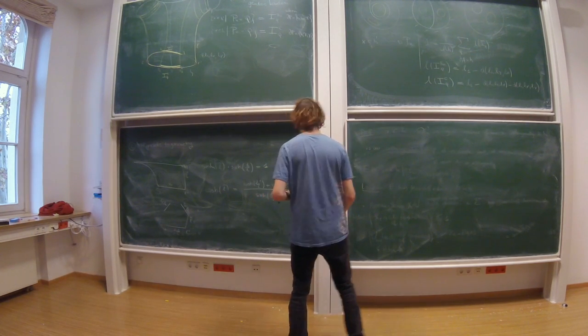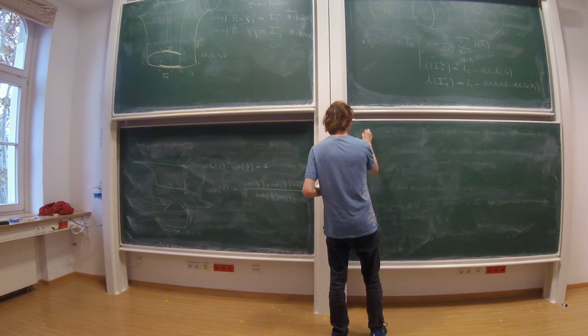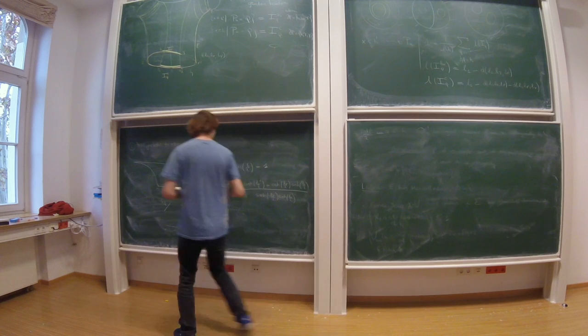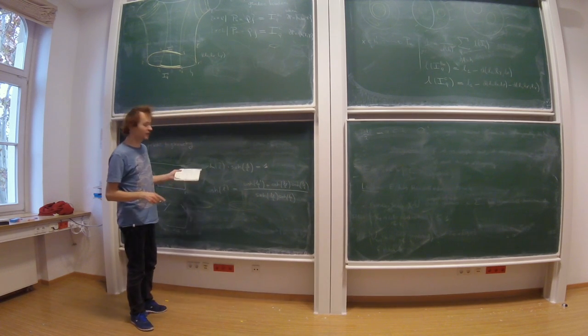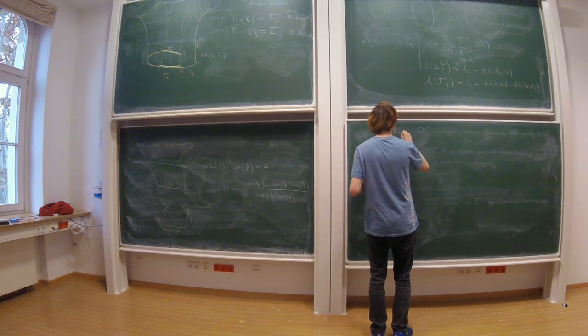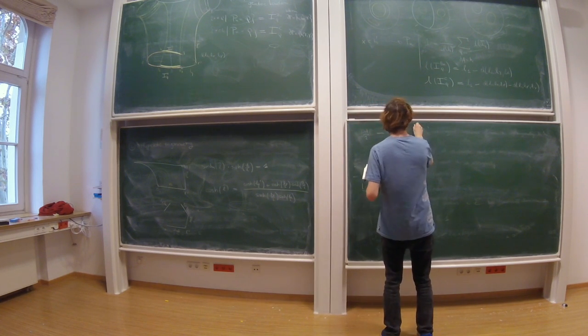So what can we say? You can say that d over 2 is going to be arc sinh of 1 over sinh of L tilde. So the arc sinh is this.